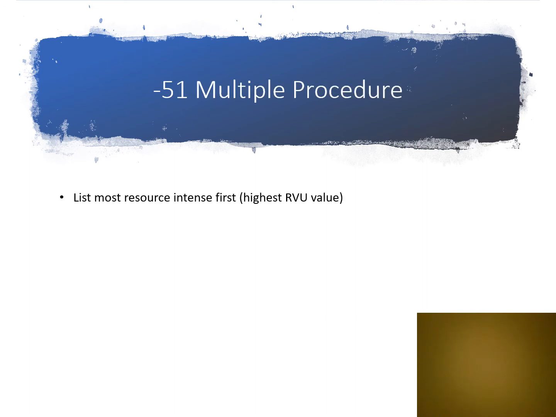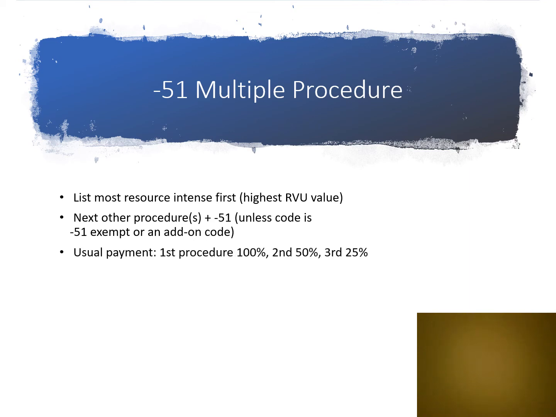51, multiple procedure. You list the most resource intense first, which is the highest RVU value, and then all the following codes are going to have the 51 modifier. Remember, you cannot use 51 modifier on add-on codes, and also there are codes that may be 51 exempt, so you have to keep your eye open for that. So usually the first procedure is paid at 100% of the allowable, and the second at 50, and the third at 25.